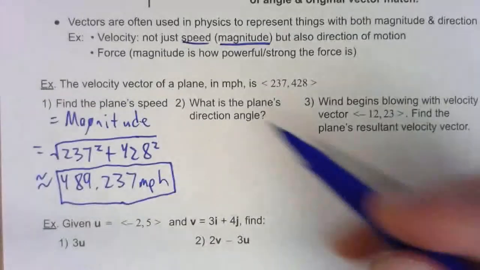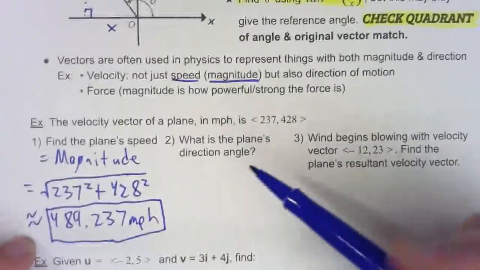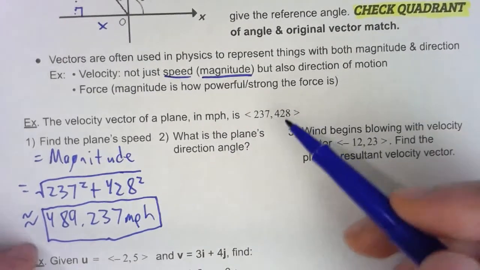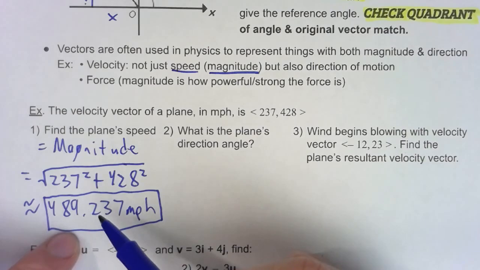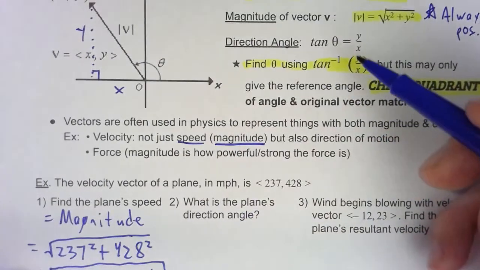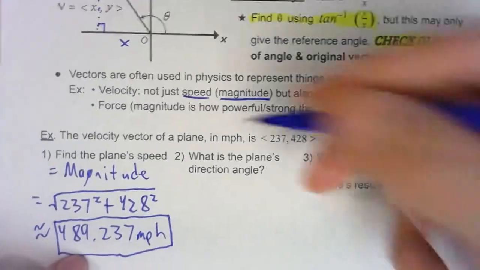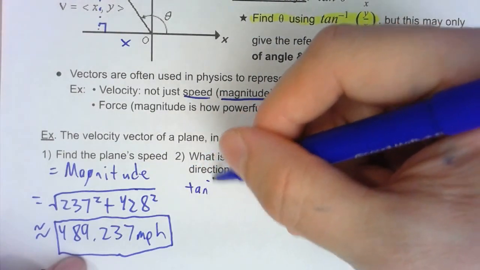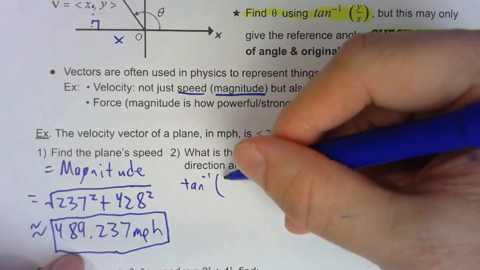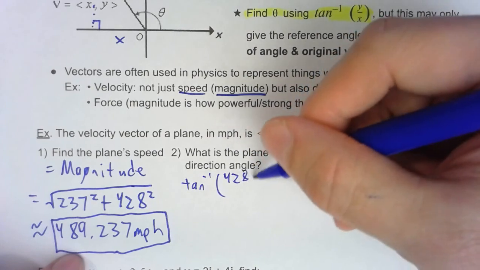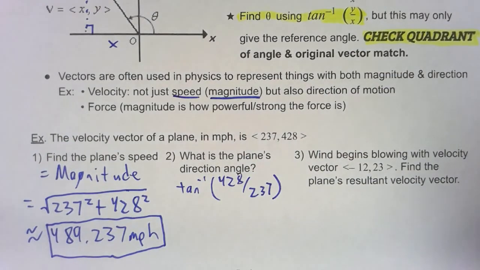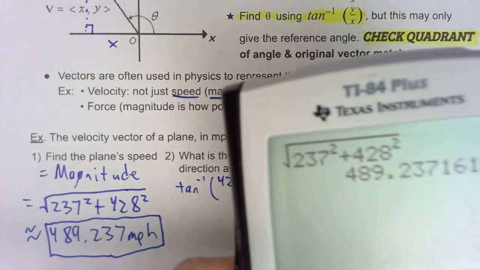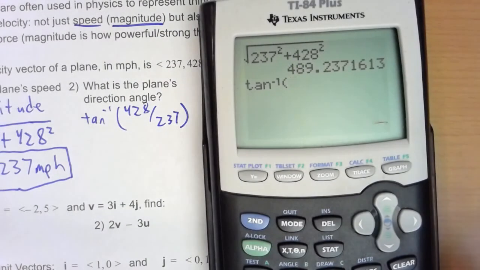Okay. So then if we want the direction angle, we want the theta. What we want to do is just use the x and y. We don't want to use this approximated speed, this magnitude right here. And that's why we use tangent to find our angle. So we're going to do inverse tangent. Remember that tangent is y over x. So it's the 428 over the 237. And so we'll just stick that in our calculator here.